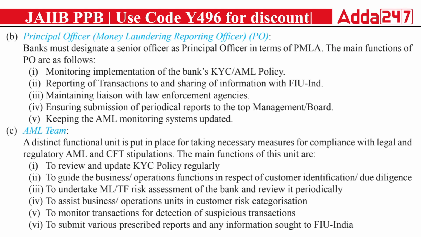The AML team also undertakes the money laundering and terrorist financing risk assessment of the bank and reviews it periodically. Like how much risk there is in a bank of money laundering and terrorism financing will be assessed by the AML team. The AML team also assists the business operations unit in customer risk categorization. It also monitors transactions for detection of suspicious transactions. Like if any suspicious transaction is happening, that can be detected by the AML team. The AML team also submits various prescribed reports and any information sought to the FIU-IND, that is the Financial Intelligence Unit India.